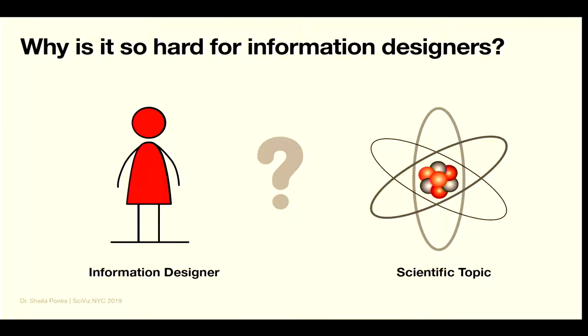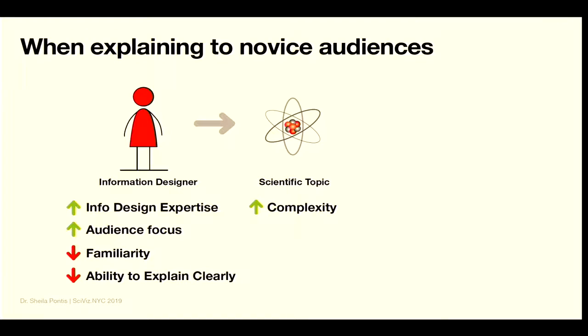So why is it so hard for information designers to communicate these things if we are meant to be experts in coming up with those analogies? There are a couple of variables in play here. While information designers have very high sense-making expertise, and high awareness about who our audience is, we are not familiar with complex topics. This means that our ability to explain a topic to someone else is really hard.